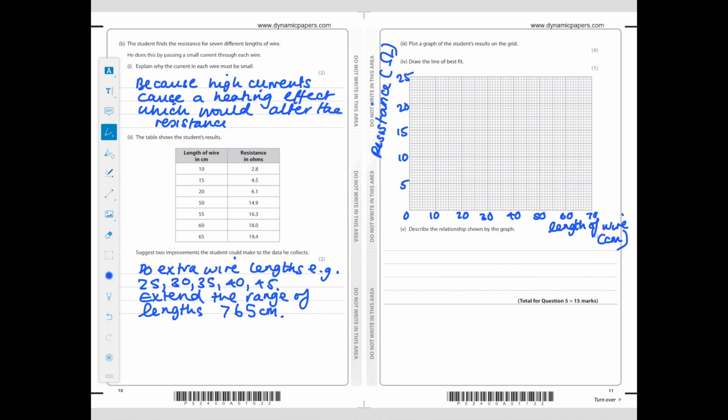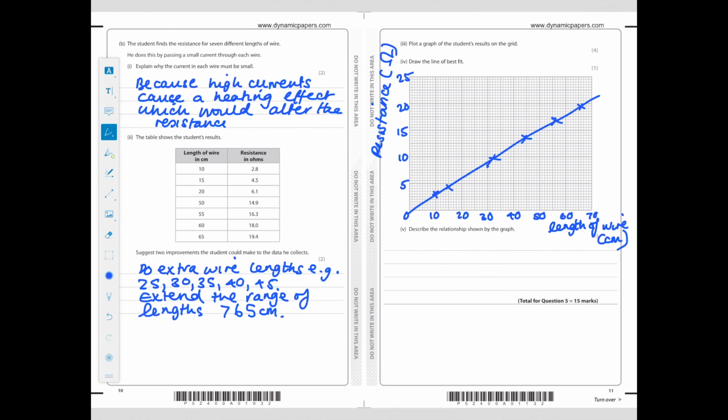So let's plot 10 centimetres versus 2.8 ohms. 15 centimetres is 4.5, and I'm not going to take all day to do this. I'm going to approximate where I'm drawing these because it's impossible to draw it accurately on the iPad anyway, but it should look something like this. And our line of best fit goes to as many of those points as possible.